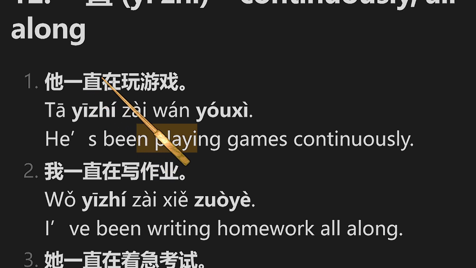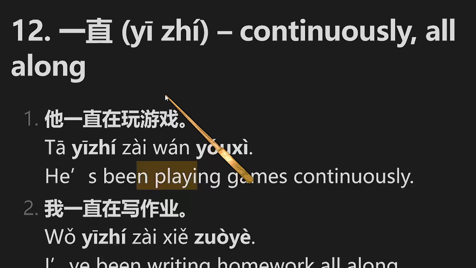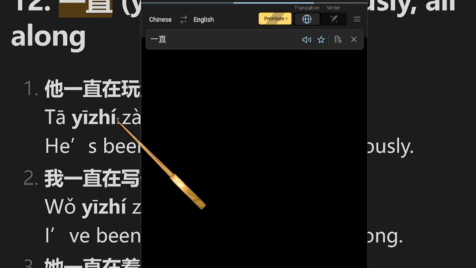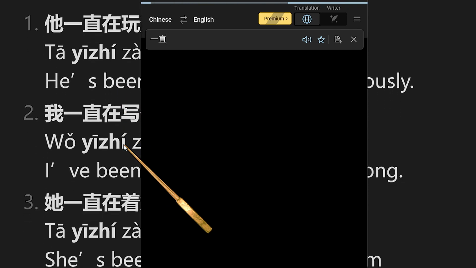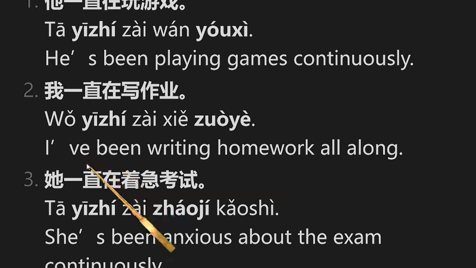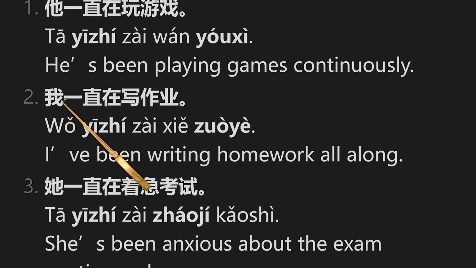So 他一直在玩游戏。Maybe let's check another translation for some situation. I have been writing homework all along. 我一直在写作业。我一直, I constantly, 在写, in the process of writing. So I have been writing. 我一直在写作业, homework. 写作业 or 做作业 are also the same, to do homework or write homework.